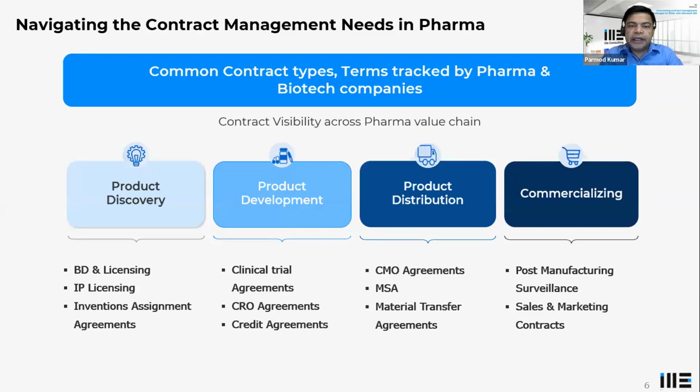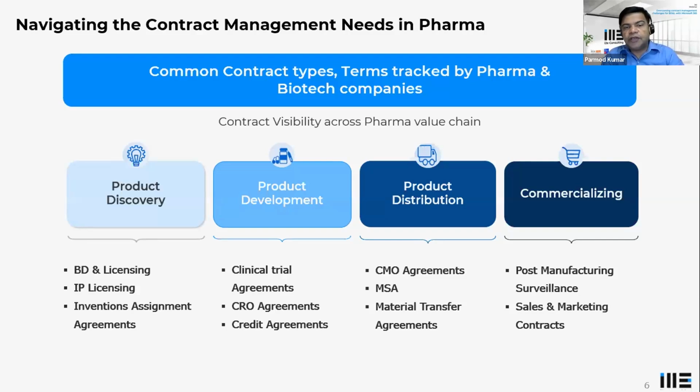On the product development side, there are lots of agreements which are signed with CROs, credit agreements, and clinical trial agreements. On the product distribution side, there are contract manufacturing agreements, master service level agreements, and material transfer agreements. On the commercialization side, there are post-marketing surveillance contracts and sales and marketing contracts. So we have seen that a lot of contract signing, maintaining, and enhancing activities are involved.